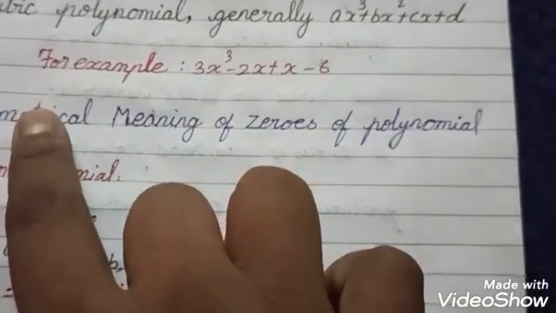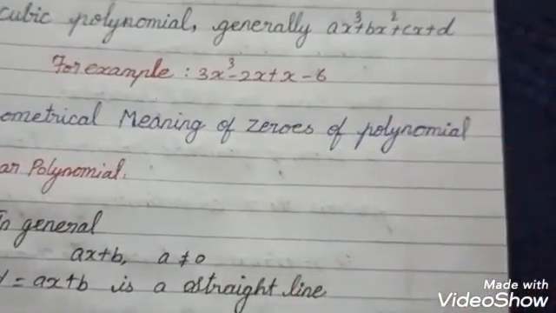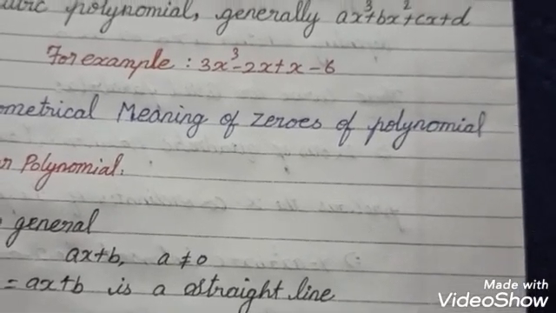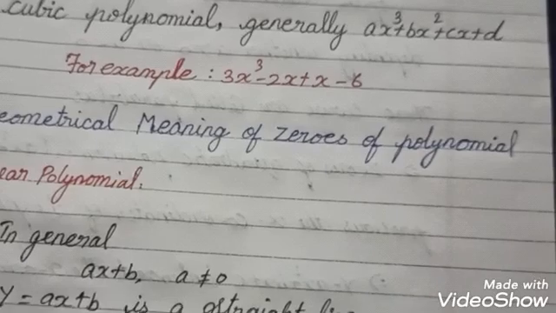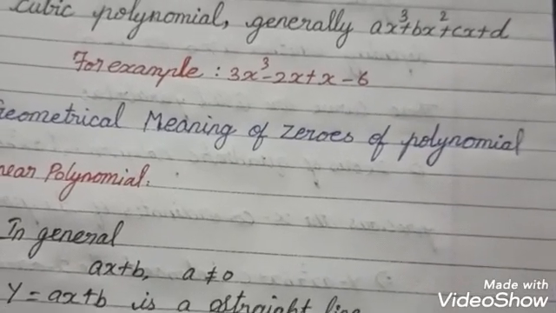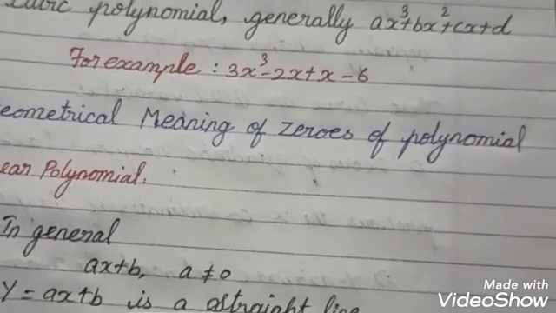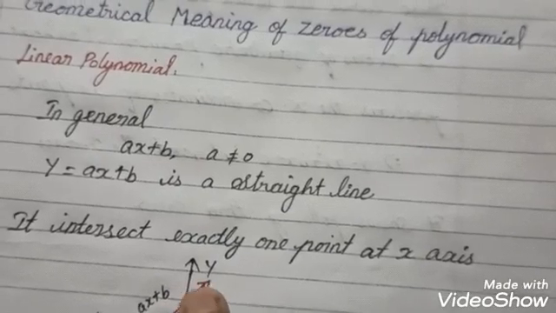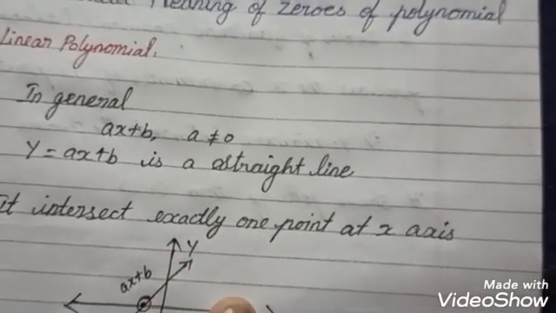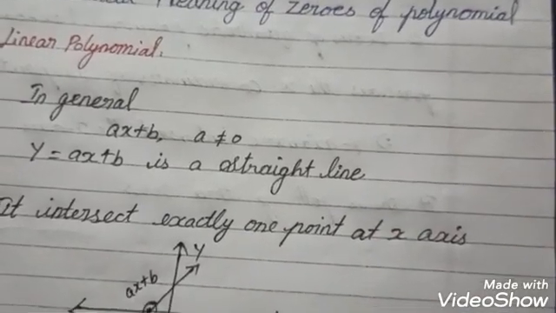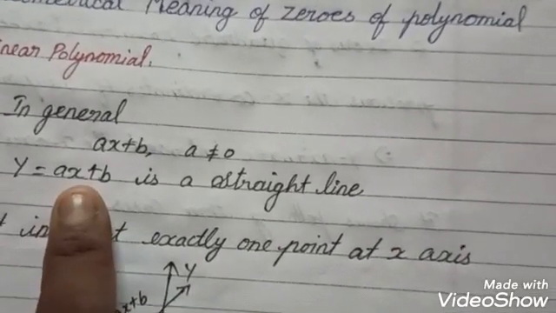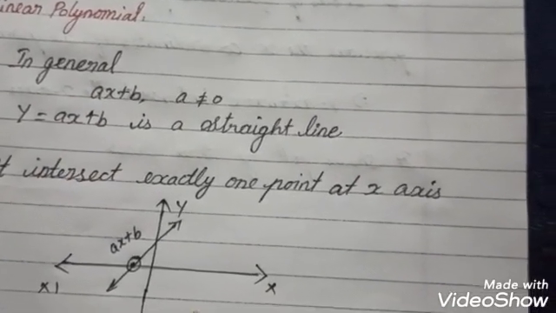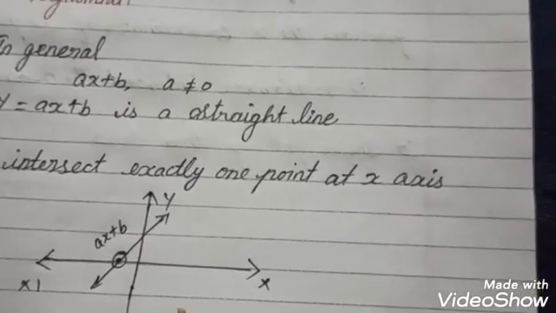So here you know the geometrical meaning of zeros of a polynomial. In 9th standard you already read about zeros of a polynomial. If x minus 2 is a factor, x equal to plus 2, that plus 2 is the zero of the polynomial. In the same way, here we have to find the zeros of the polynomial from the point of intersection at the x-axis, because the equation is y equal to ax plus b. So how many points does it intersect in the x-axis? That point, that coordinate, is the zero of the polynomial.